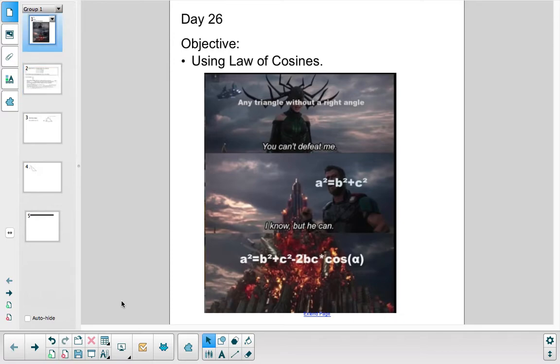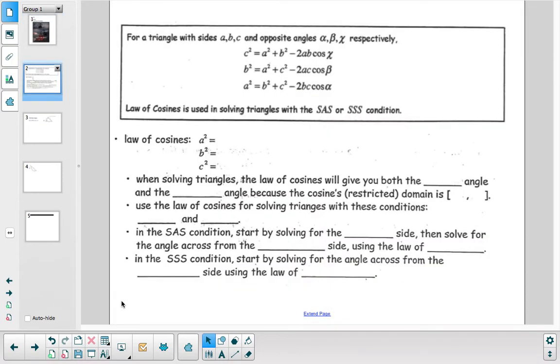Good morning, everybody. Today we're going to be going over law of cosines, which is the last of our laws of sines or cosines. Luckily for this one, there's no ambiguous case, so we'll just dive right into it. Law of cosines is super helpful when we know at least two of the sides, where we have side angle side or side side side.